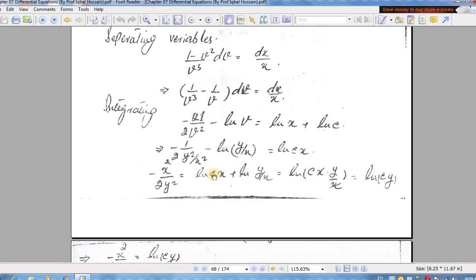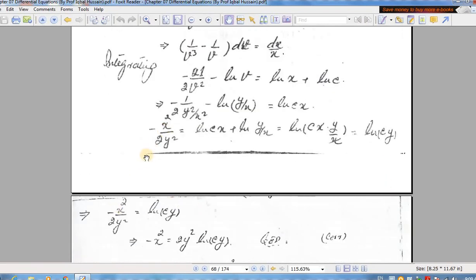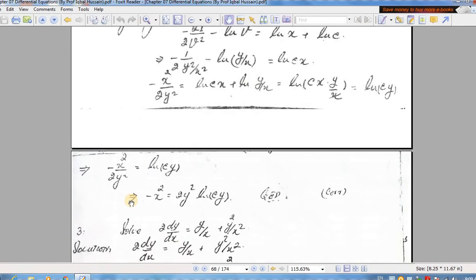Now log of a plus log of b is always equal to log of ab. Now cancelling x, we get log of cy. So here we get minus x square divided by 2y square is equal to log of cy. We will further simplify, so we will get minus x square, this 2y square will be shifted here, and finally this is the general solution.